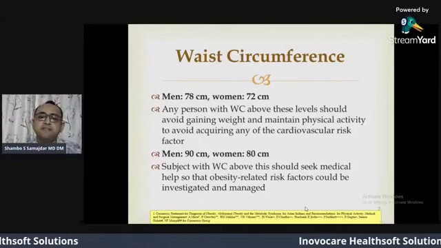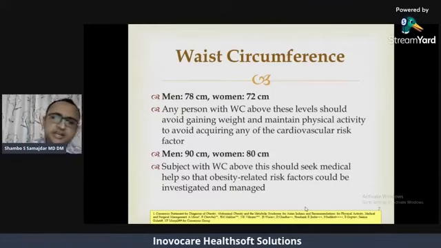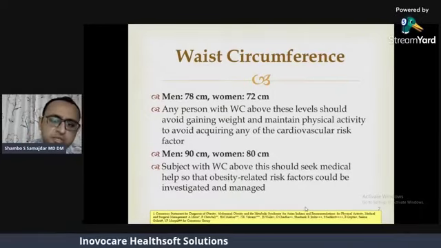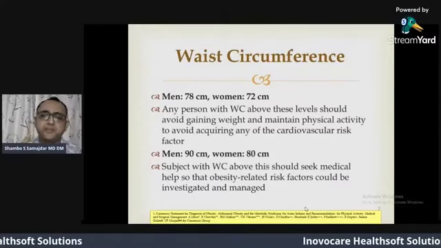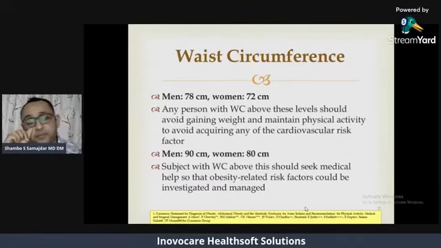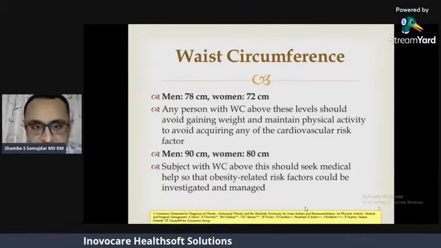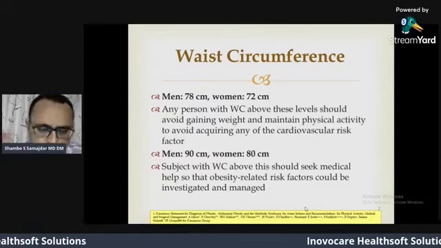centimeter for men, and for women it is 72 centimeter, because any person with waist circumference above these levels should avoid gaining weight and maintain physical activity to avoid acquiring any of the cardiovascular risk factors. So this is a very important threshold, 78 and 72.